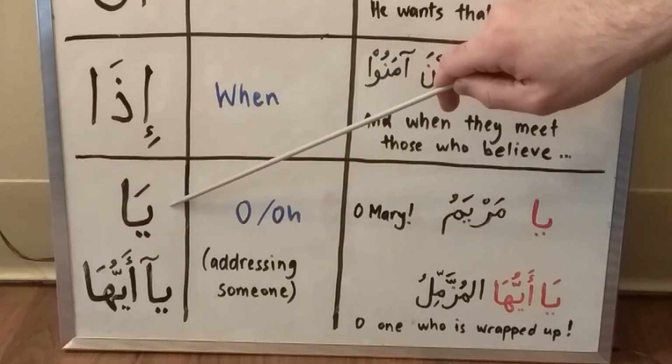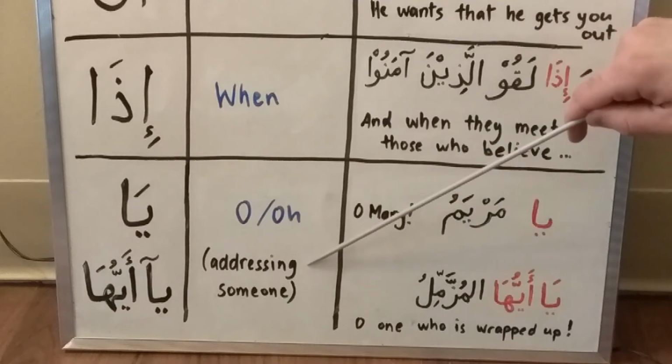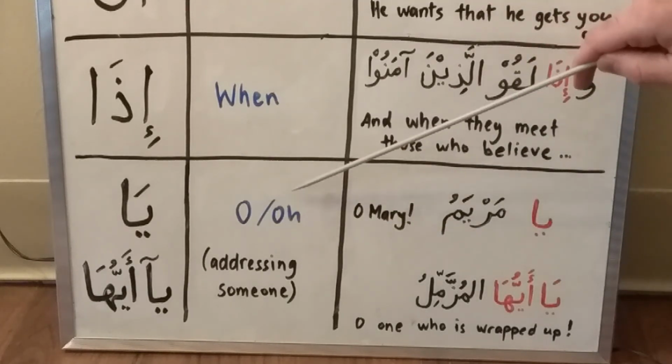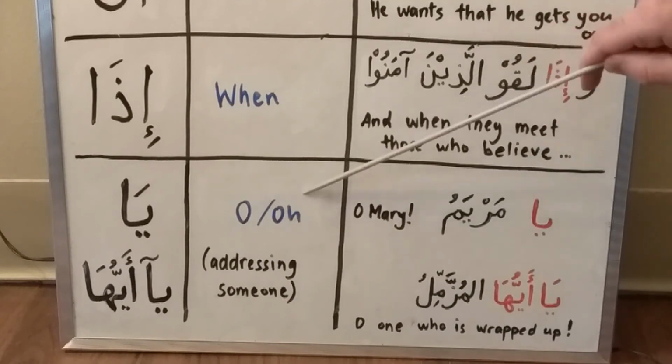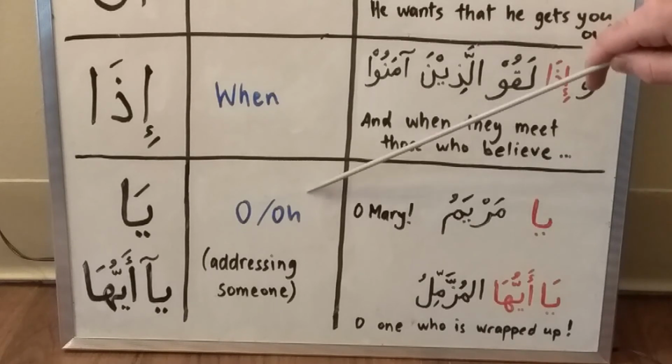Finally, ya and ya ayyuha. These are both words that indicate you're addressing someone. In English, you can translate them as O, or O, however you want to spell it. Or you could just even leave these words out in your translation, because in English, we don't need words to indicate when you're addressing someone. You can just call them out and just say, for example, Muhammad, come here. But in Arabic, you have to say, O Muhammad, come here.